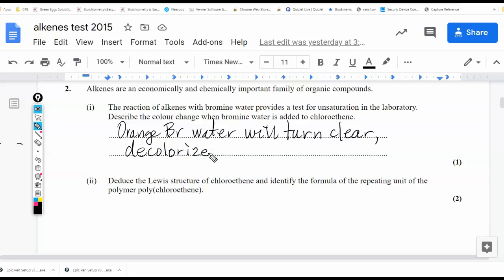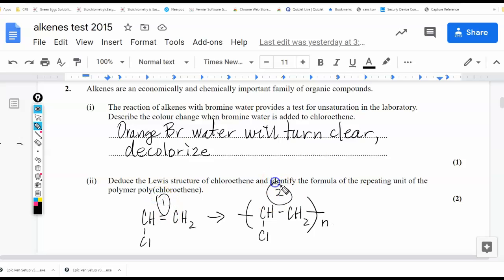All right. Now, deduce the Lewis structure of chloroethene and identify the formula of the repeating unit. So here is our chloroethene. There's our chlorine right there. There's our double bond. And there is our CH2 there. So there's our chloroethene, and it's going to break apart into its repeating unit of CHCl and CH2 with the other arm sticking out here. There is our repeating unit right there. And so where are the 2 points? Point number 1 is right here, and point number 2 is right here for your purposes there.